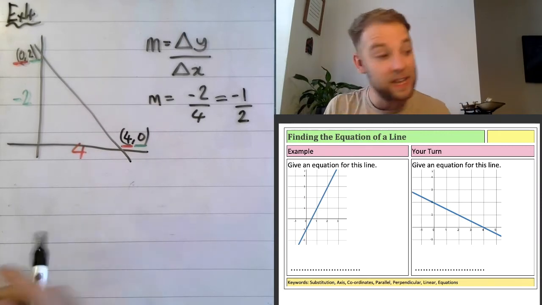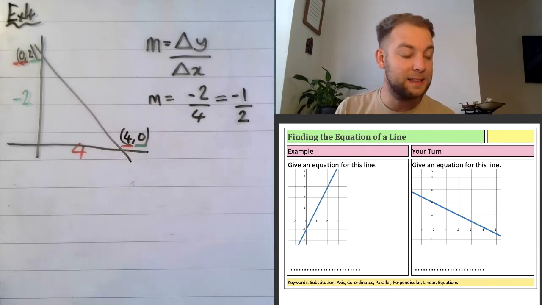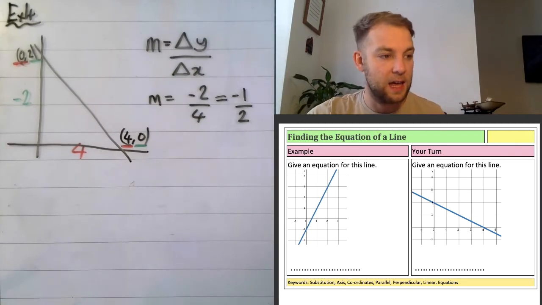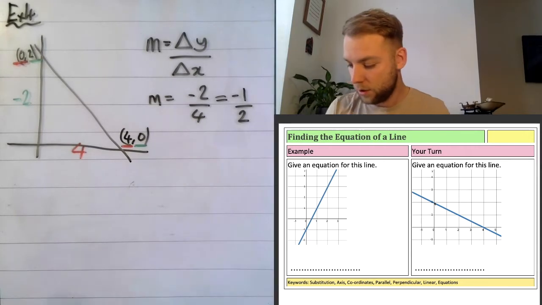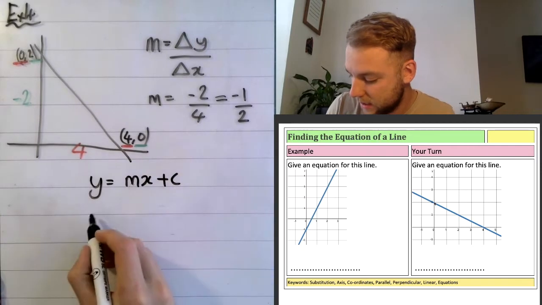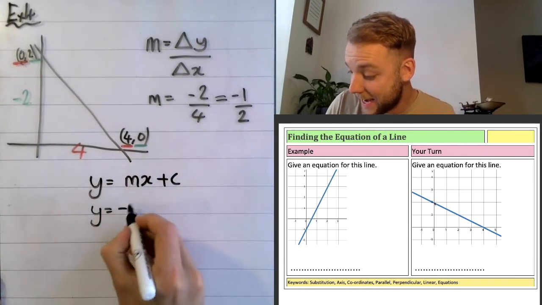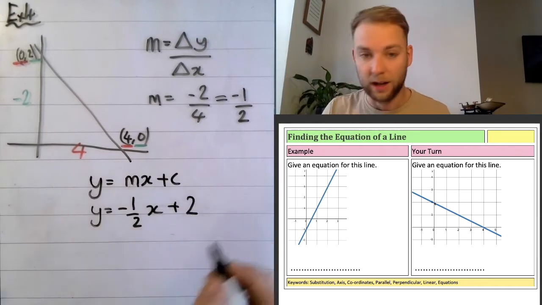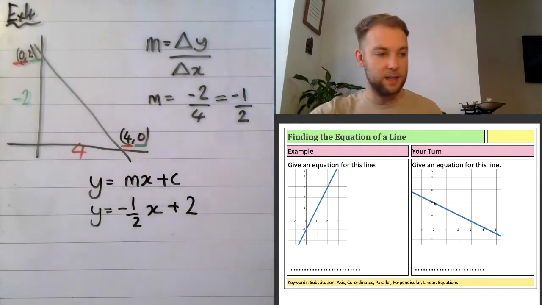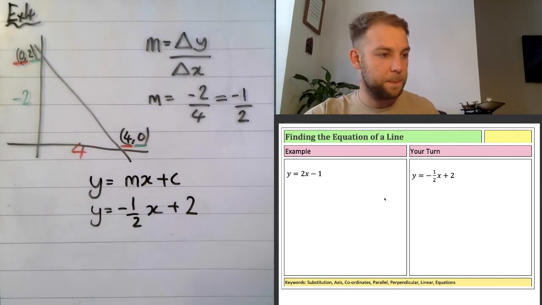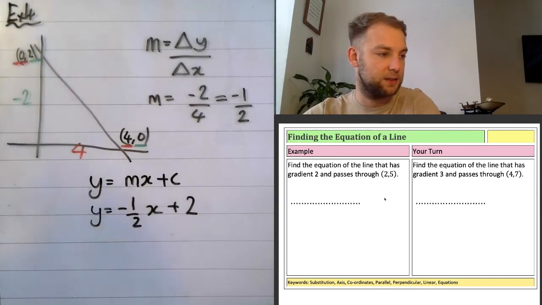So the next thing I need to see is where I'm crossing the y-axis. So I'm crossing the y-axis in this one at this point here, which is 2. So it's y equals mx plus c. So y is equal to a negative half x plus 2, like so. Brilliant. Okay, let's check those answers. 2x minus 1 and a half x plus 2. Absolutely fantastic.